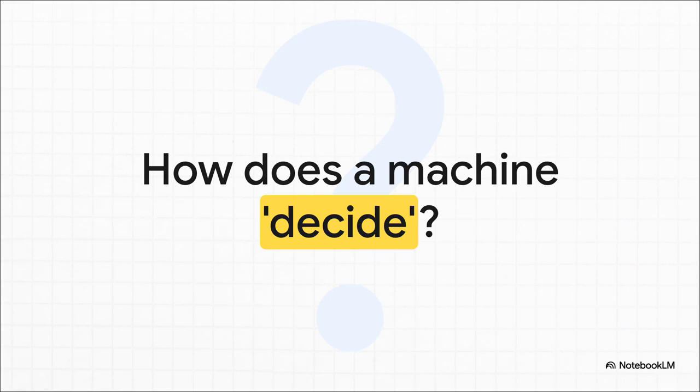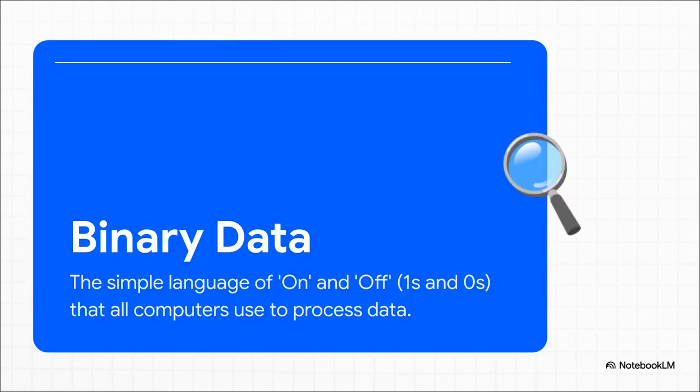So, let's just start with that big question. How does a machine, a hunk of metal and silicon, like your phone or your laptop, actually make a decision? The answer, believe it or not, is shockingly simple. And it all starts with the language it speaks. And that language? It's binary.